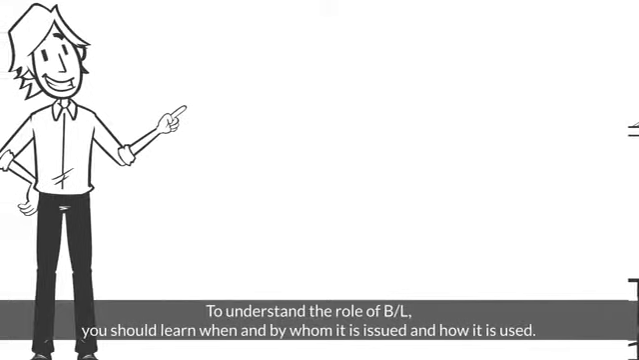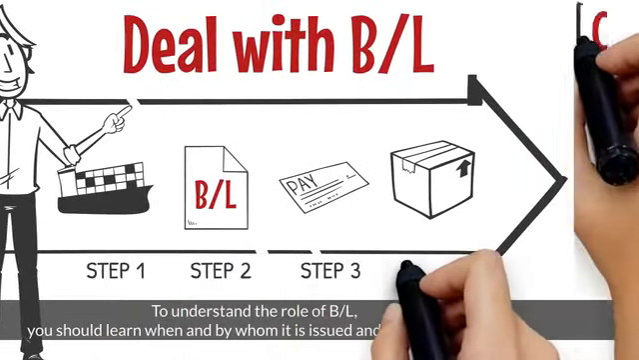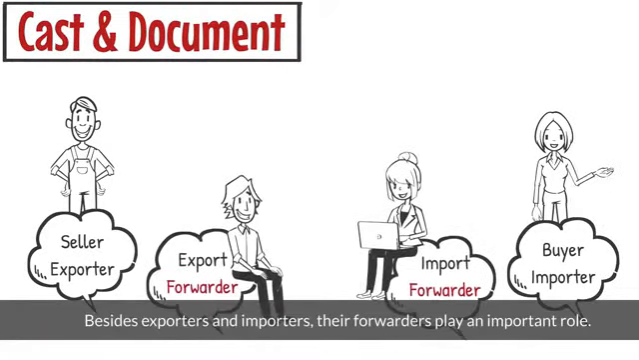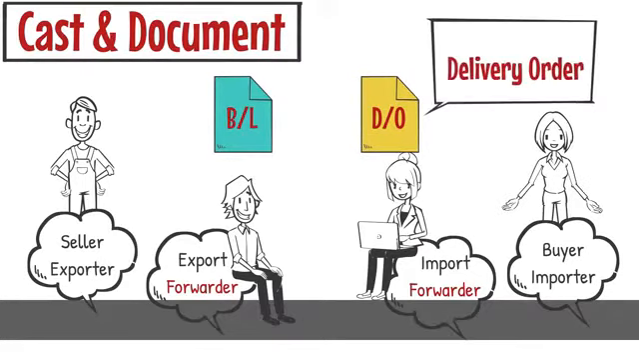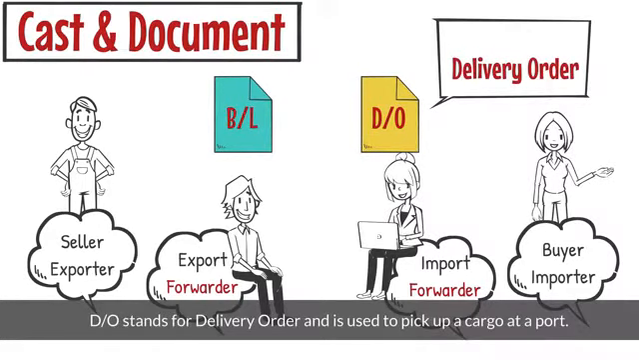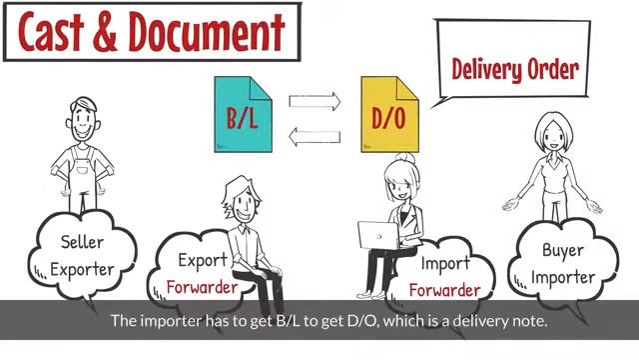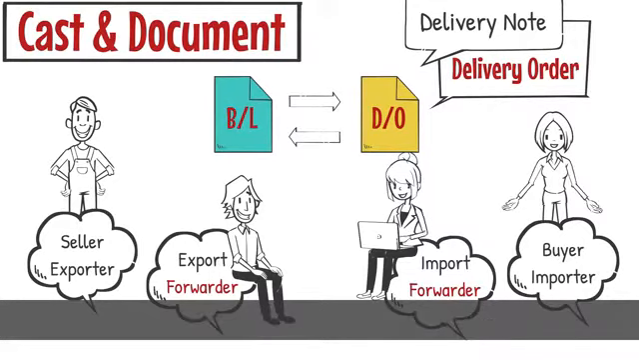To understand the role of BL, you should learn when and by whom it is issued, and how it is used. Before explaining the flow, let us quickly introduce the characters and documents. Besides exporters and importers, their forwarders play an important role, and a document, DO, is also important. DO stands for Delivery Order and is used to pick up a cargo at a port. You can get DO by exchanging with BL. The importer has to get BL to get DO, which is a delivery note.